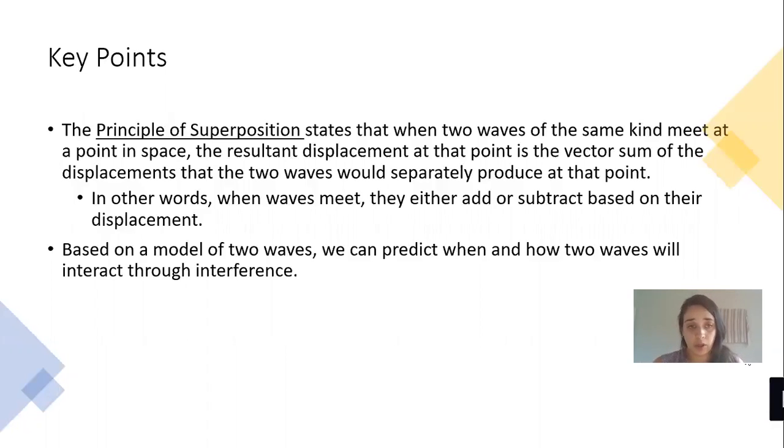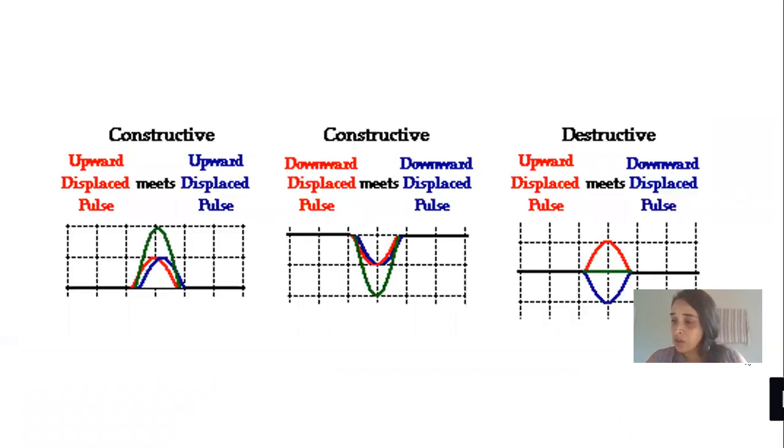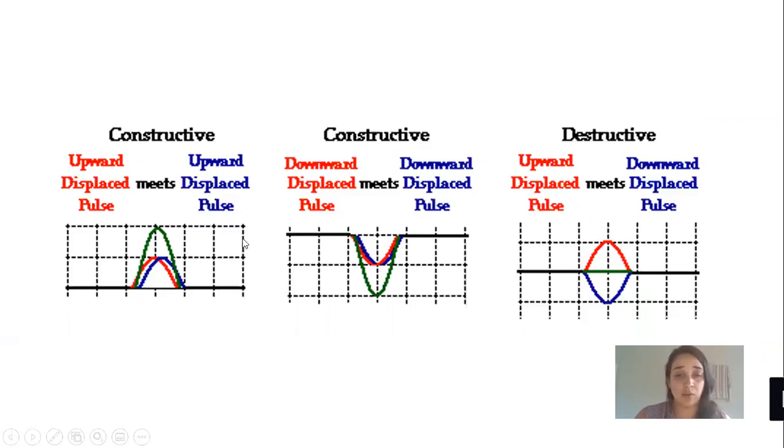So in simpler words, when two waves meet, waves are either going to add or subtract based on their displacement. And then based on the model of the two waves, we can predict when and how the two waves will interact through interference. We're also going to keep this principle in mind that you have on your screen while we're completing the practice problems. This is basically a visual summary of the key points from your reading.